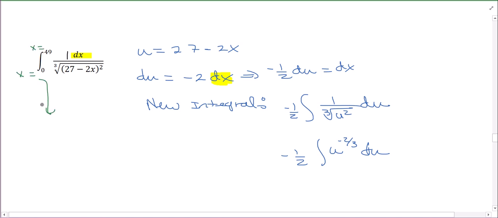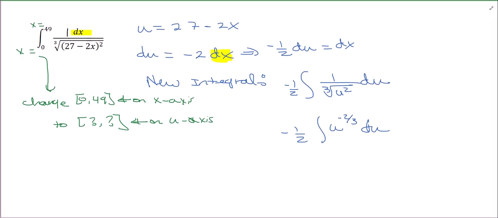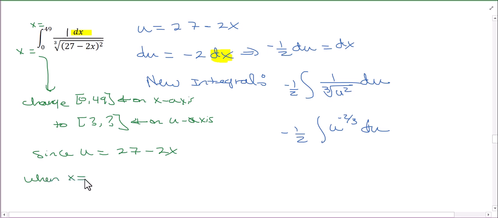And changing the limit of integration means we want to change, these are x values, right? X equals 0 and x equals 49. So we want to change 0 to 49 on the x-axis to something else on the u-axis, right? Because we're making a change of variable. So we can do that using our substitution. So since u is equal to 27 minus 2x, when x is 0, the bottom limit, what's u? U is 27 minus 0, so just 27. So the bottom limit was 0, so now that becomes 27.